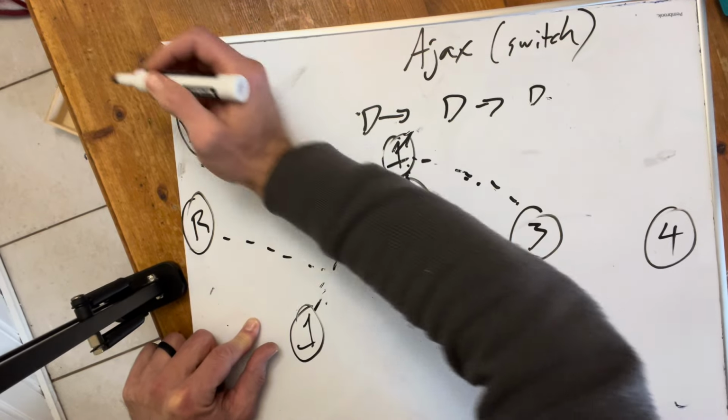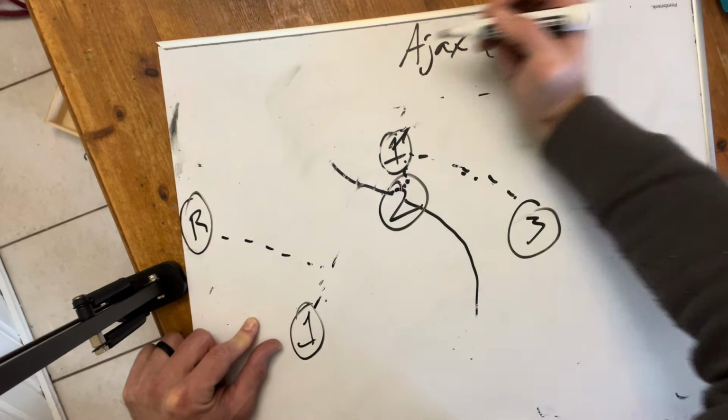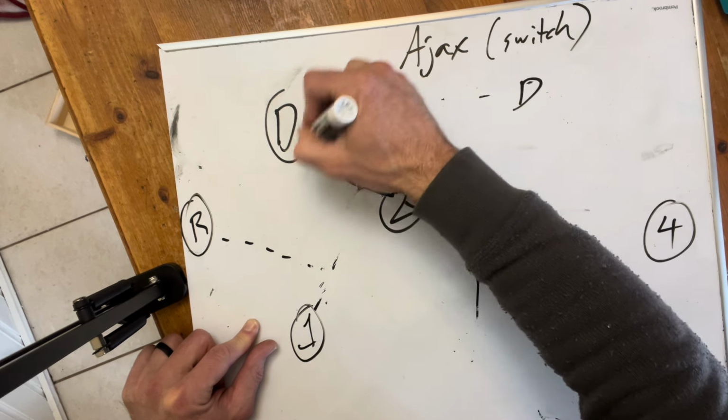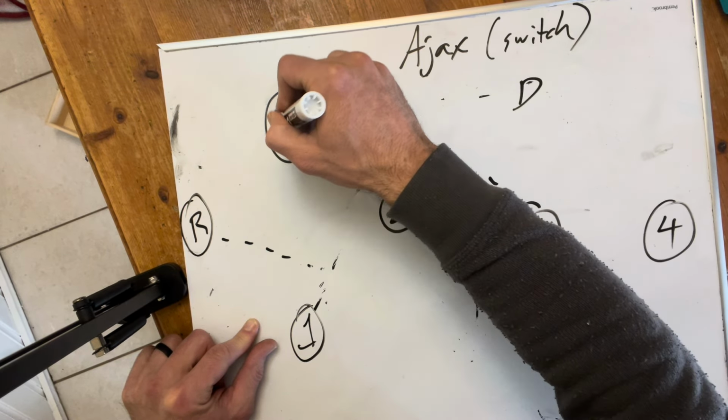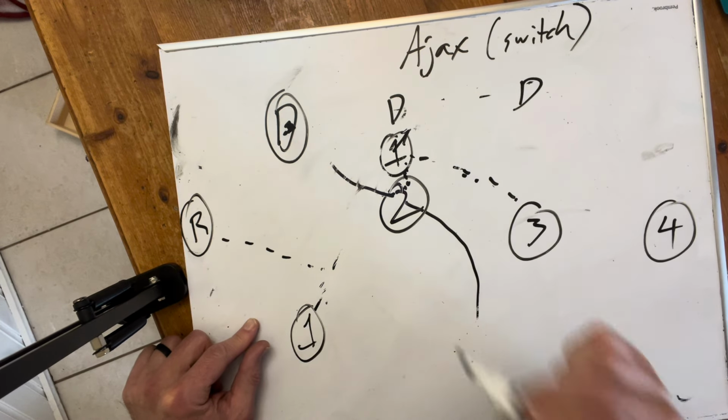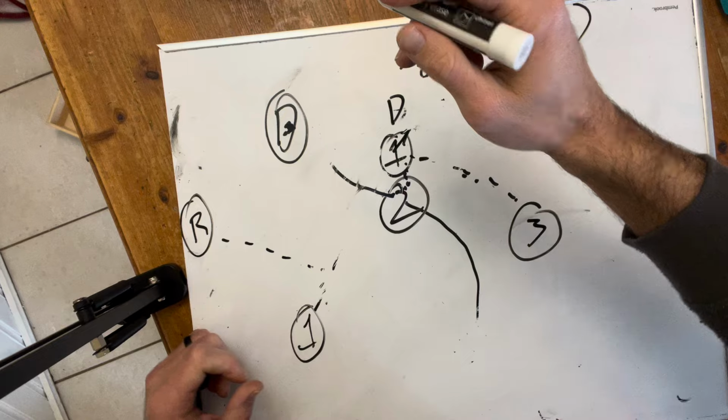So that's basically either, if we go back to our original position where we had a defender on the first receiver, if this guy is either slow and lazy or fast and overeager, both are good options for the switch, okay?